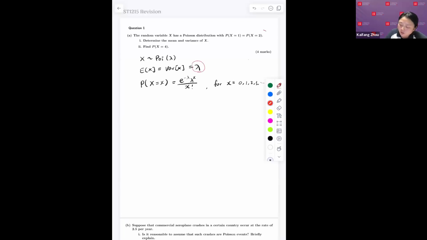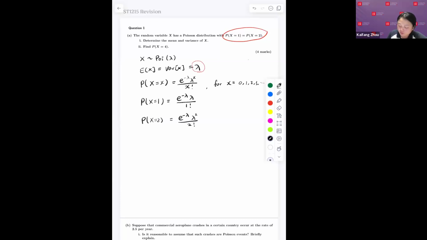Okay, and now we need to find a way to figure out what lambda is equal to. We are given that probability of X equal to 1 is equal to probability of X equal to 2. So probability of X equal to 1 is equal to e to the power minus lambda, lambda to the power of 1 over 1 factorial. And probability of X equal to 2 is equal to e to the power minus lambda, lambda to the power 2 over 2 factorial.